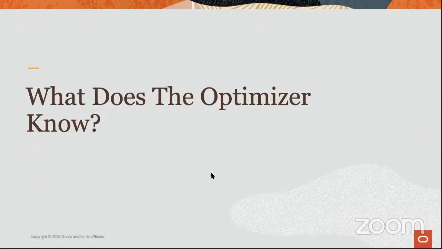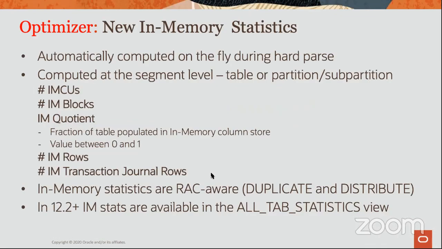So I mentioned the fact that you don't have to change SQL. So what does the optimizer know? How does that work? So at parse time, at hard parse time for your queries, the optimizer will take a look at your query, will determine the objects being accessed, and see if they're populated in the column store. If they are, it will take a look at that data in the column store, and at parse time will generate some statistical information that it can use to determine, based on cost, does it make sense to access that data from the column store or from the row store.